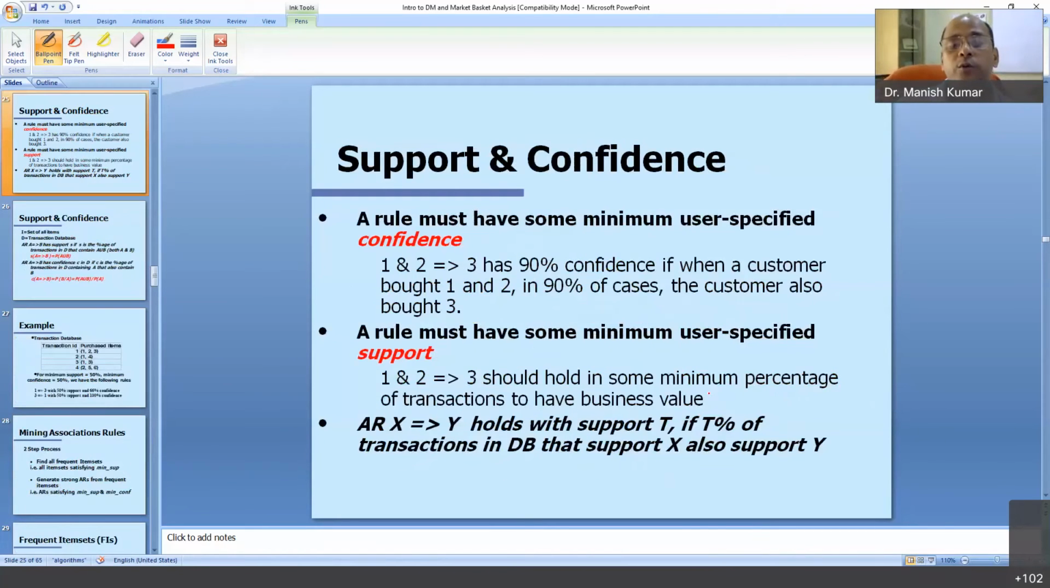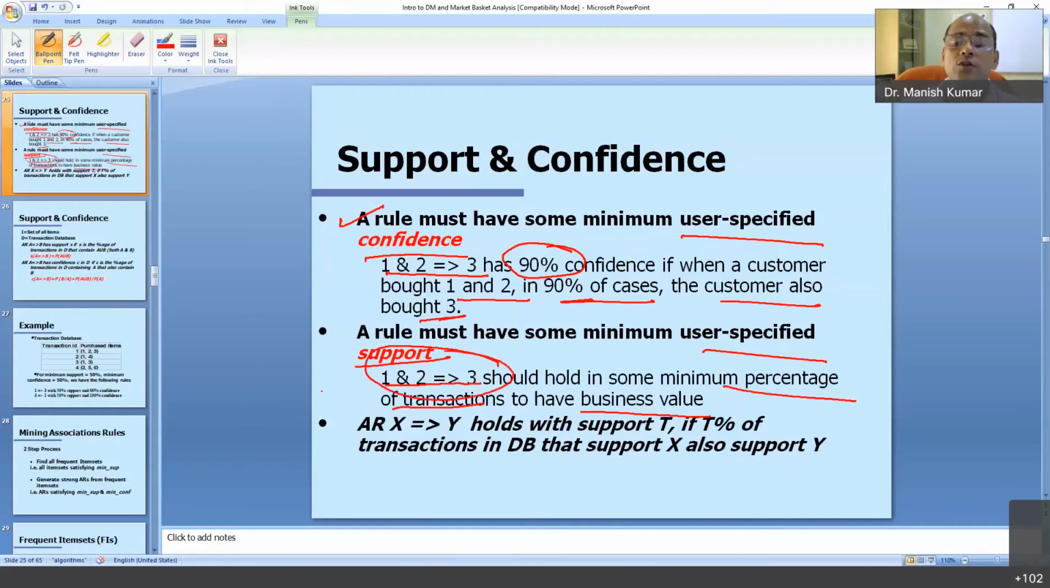Two important components used for this are referred to as support and confidence. As I told you, a rule must have some minimum user-specified confidence, and a rule must have some minimum user-specified support. For example, if I say that 1 and 2 have a strong association with 3 with 90% confidence, it means that when a customer bought 1 and 2, in 90% of cases the customer also bought 3. Whereas support should hold in some minimum percentage of transactions to have business value. That means all 3 should appear in some minimum percentage of transactions. So that is what we deal with.